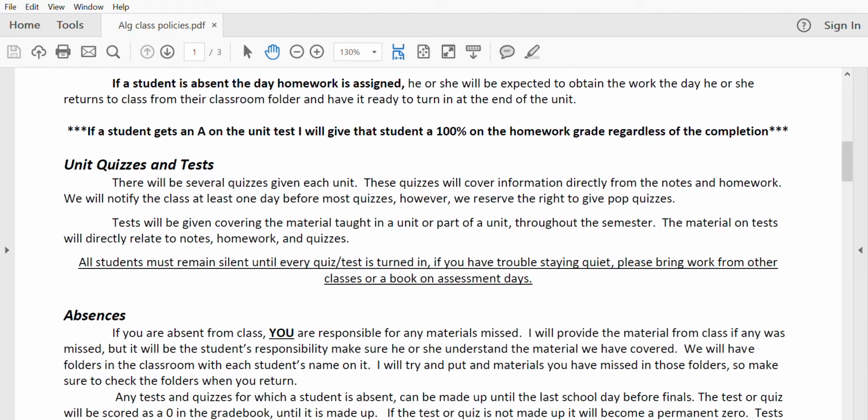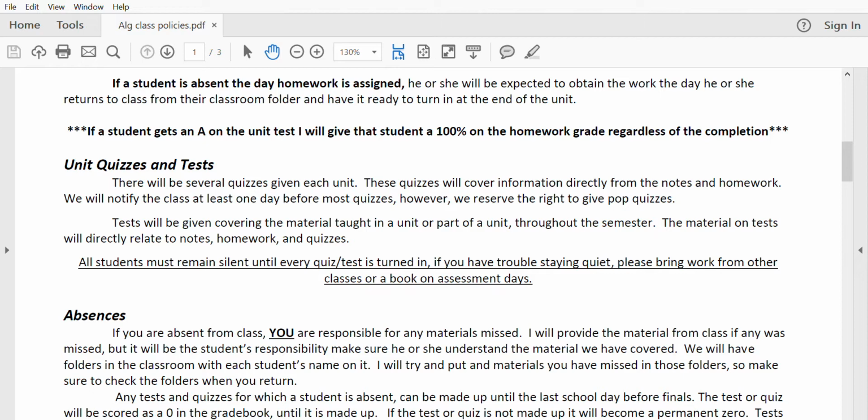Unit quizzes and tests, pretty straightforward. Quizzes are over a smaller amount of material. Tests are over an entire unit or a larger part of a unit. Tests will count more towards your grade than quizzes because they're covering more material. I expect all students to be able to remain silent until all the tests or quizzes have been turned in.